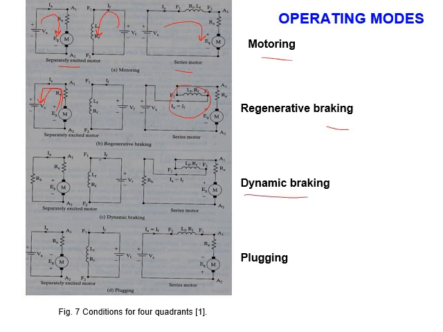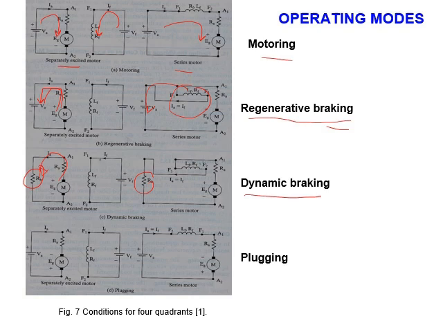Another one is dynamic braking. It's similar to regenerative braking, but rather than returning the energy to the supply, we replace the supply with a resistance, and this resistance can be a variable resistance. We can control the energy consumption to make the braking fast or slow.